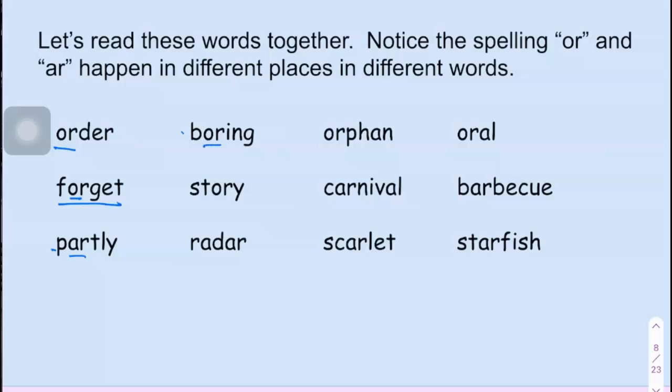Boring, or. Story, or. Radar, R. Orphan, or. Carnival, R. Scarlet, R. Oral, or. Barbecue, R. Starfish, R. Try reading these words again by yourself.